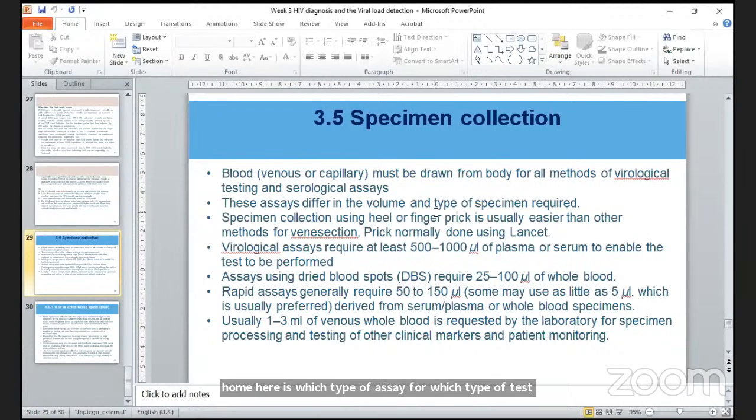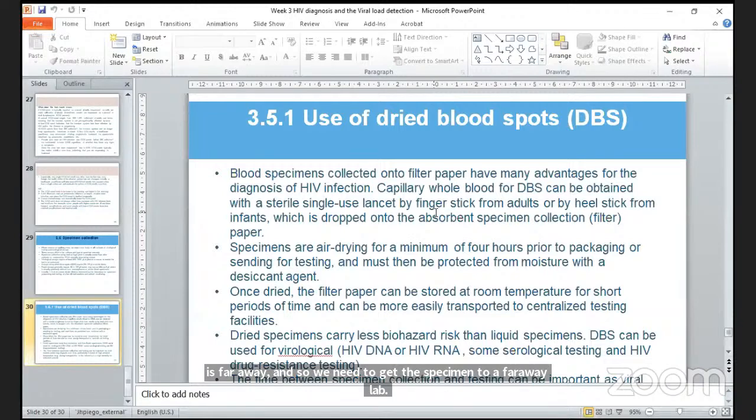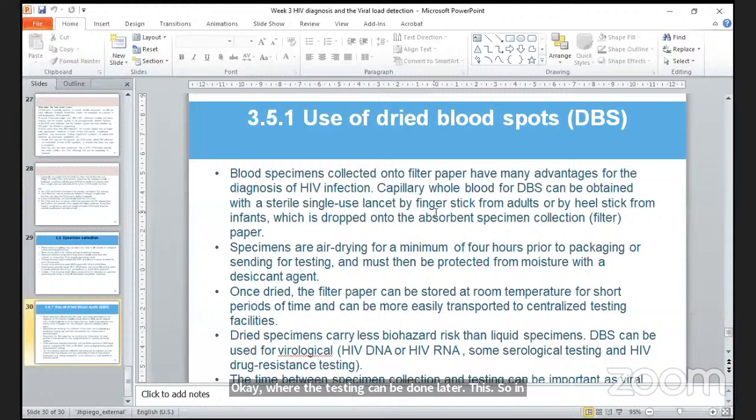And then other than that, it's important to understand the concept of the dried blood spot. We said that many times we may be required to carry the specimen to a different location. Maybe the lab is far away, and so we need to carry the specimen to a faraway lab, where the testing can be done at a later date. So in that case, we need to dry it first, and we use the filter paper here. There's less biohazard in this case, and so it can be transported less riskily than when you use fresh blood. So that's what we had last week.